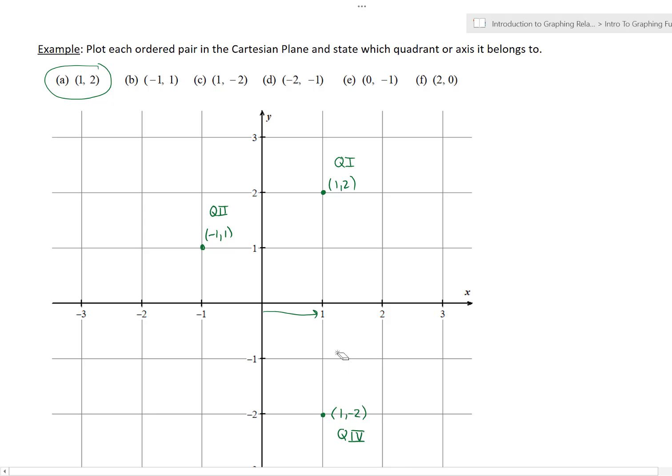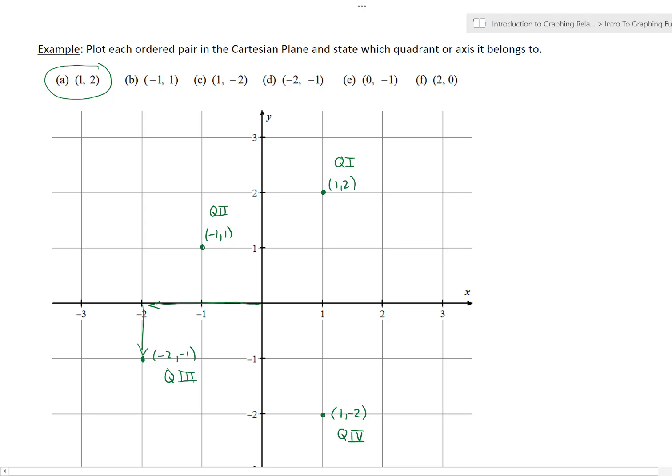Keep going. Part D, (-2, -1). That means we're going to move left from the origin 2 units to -2. And then the output is -1, so move down to -1. So here's the point (-2, -1). That is located in quadrant 3.